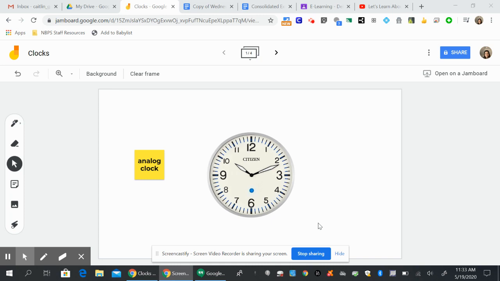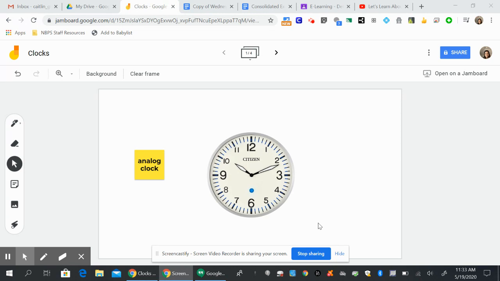We've been talking about measuring objects by using non-standard measurements such as cubes, paper clips, your hands, your feet. Well, there's another way to measure, and that is by measuring time. So today we're going to start talking about the analog clock. This is the clock that we see in our classroom. You see it in the hallways.